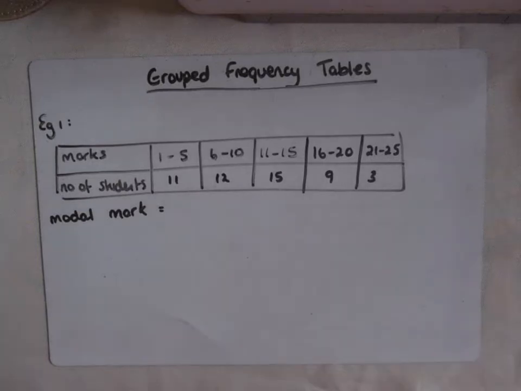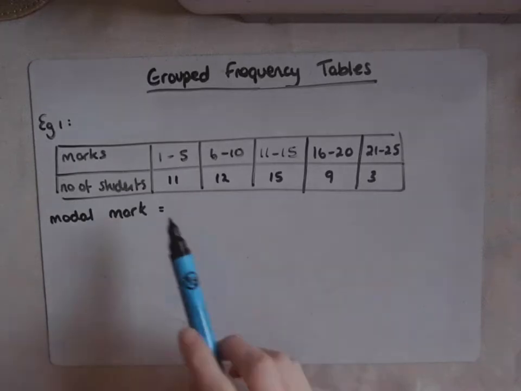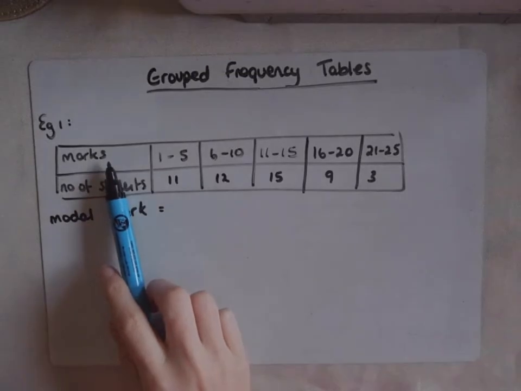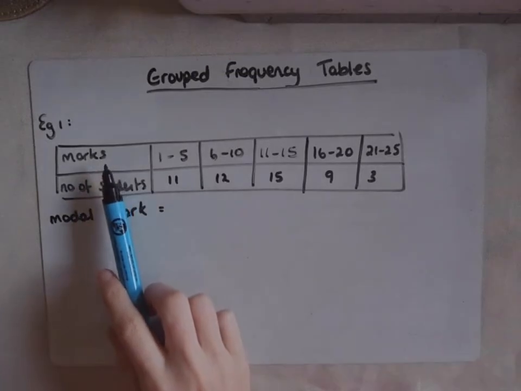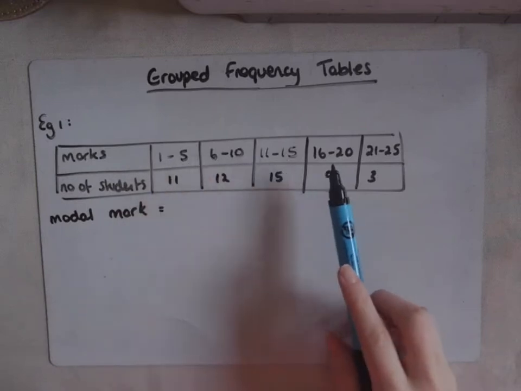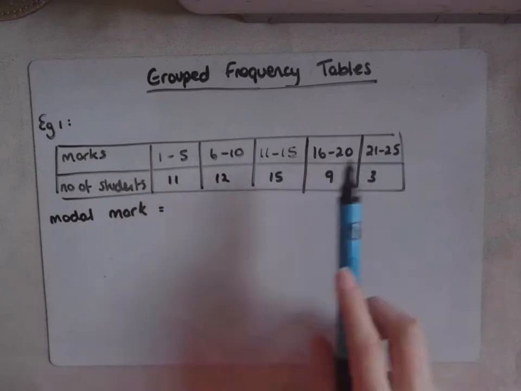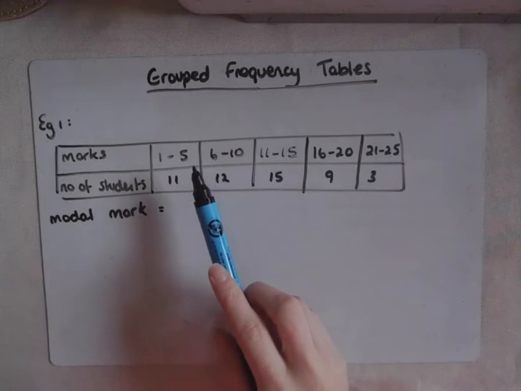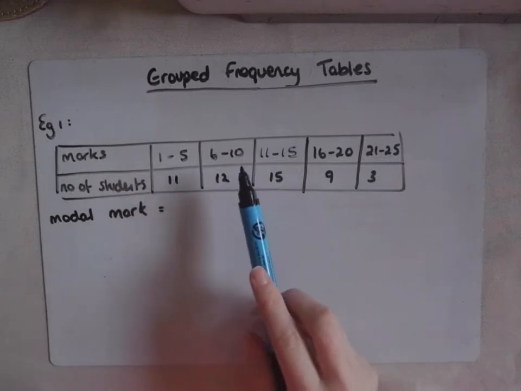Now we're going to have a look at grouped frequency tables. So when your data is put into groups or classes or intervals, okay? So this is the marks in a maths test out of 25, okay? So 1 to 5, 6 to 10, 11 to 15, 16 to 20 and 21 to 25. So 11 students got between 1 to 5, 12 students got between 6 to 10 and so on.